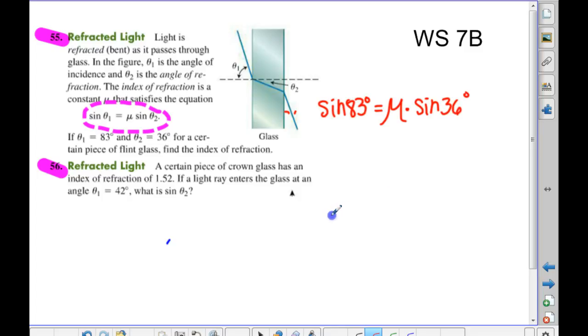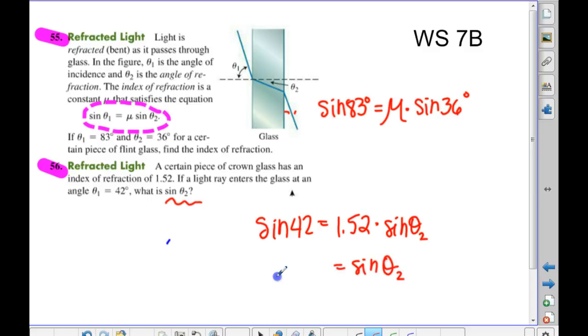And then for 56, you're finding the sine, not the angle itself, just the sine. So you have the sine of 42 equals 1.52 times the sine of this. So you just divide again. Normally we wanted to know the angle here, but apparently we're not doing second sine. It just asks for the sine.